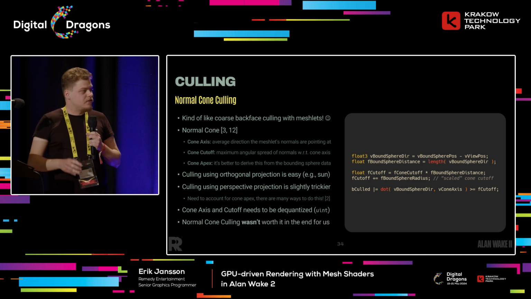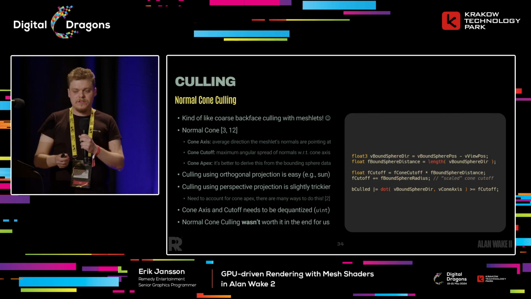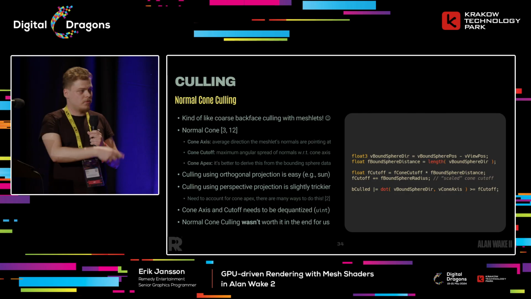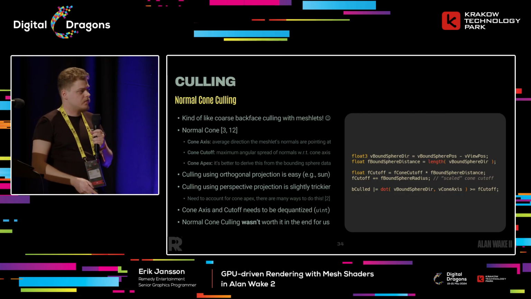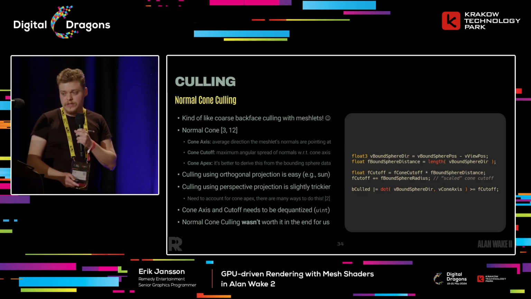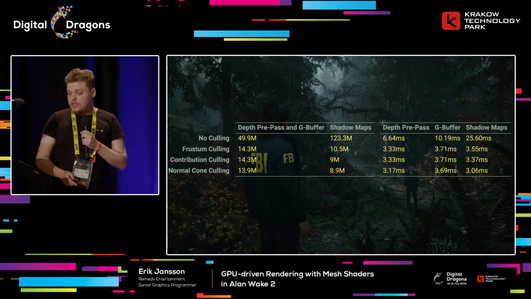In the end, we actually did not use normal cone culling in Alan Wake 2. There were a couple of reasons, but the main reason is that the occlusion culling is so precise, it already culls the back faces. If you picture a sphere in front of you, and you picture doing occlusion culling with meshlets, you're going to see that most of the meshlets on the backside are already going to be culled. But this could be worthwhile for some other games where the occlusion culling isn't as precise. This helps quite a bit.